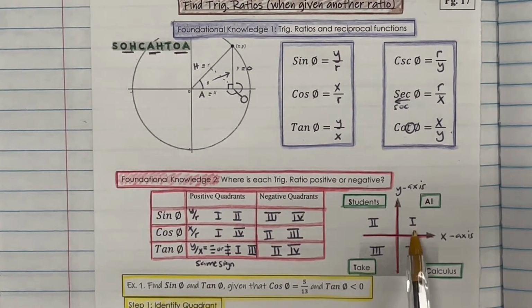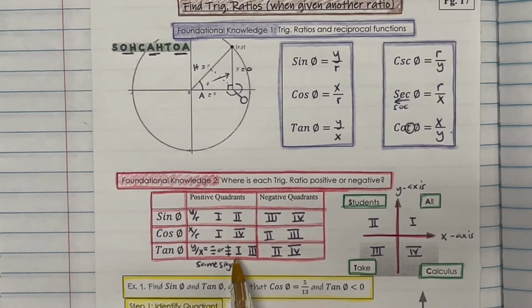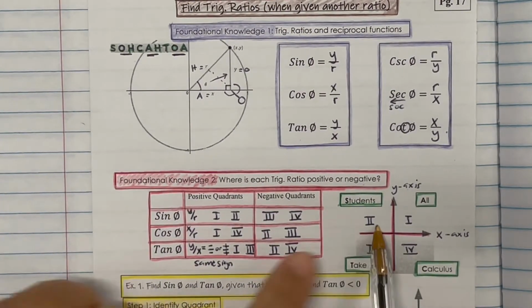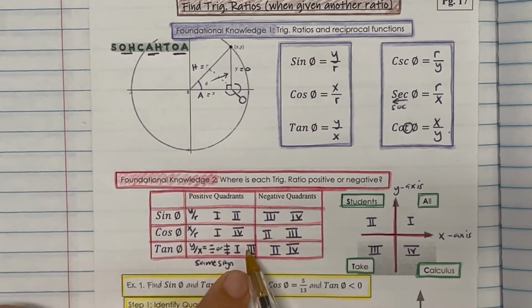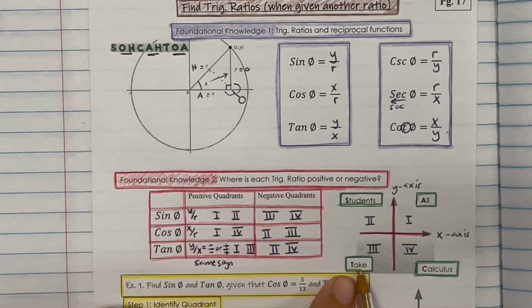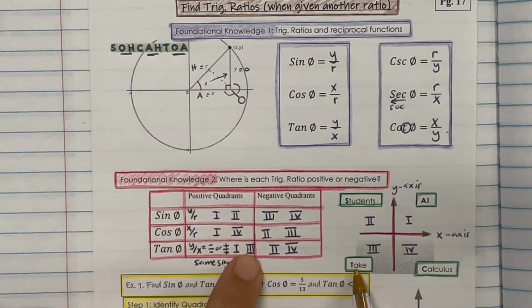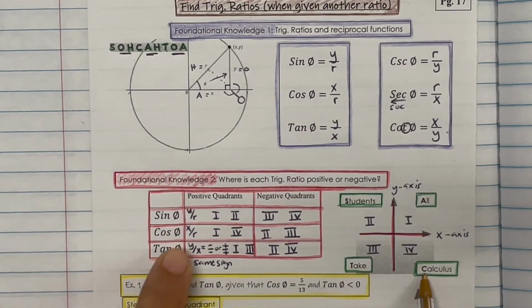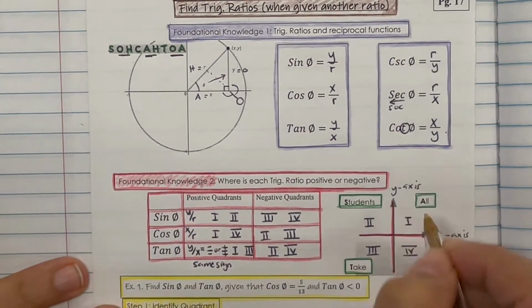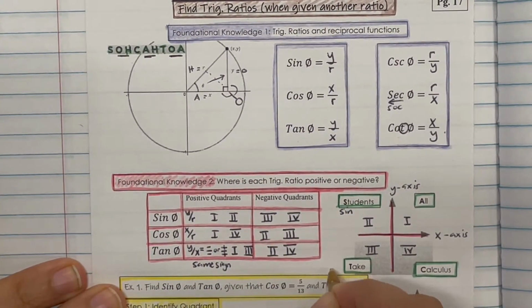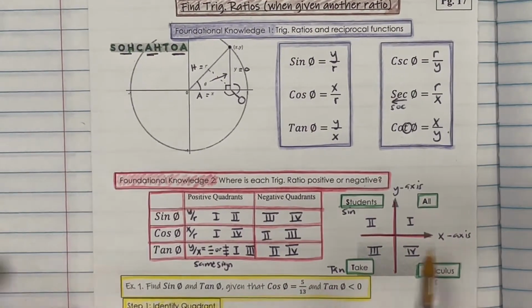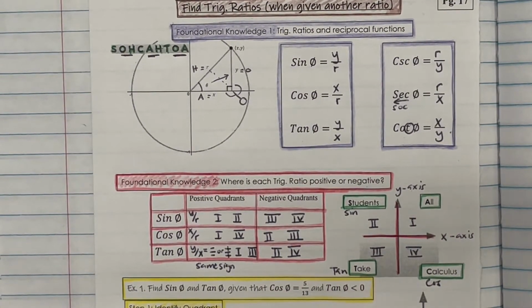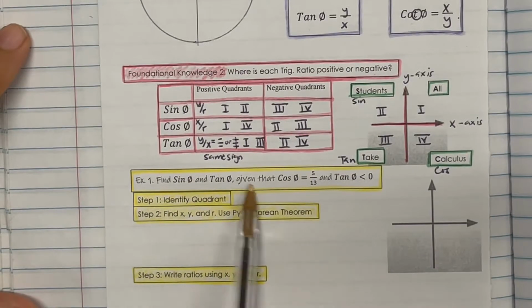All right, so you don't really have to remember that. All you have to know is all students take calculus. So the T is for tan, the C is for cosine, all is for all of them, and then students is sine. This is a listening check, color in calculus.